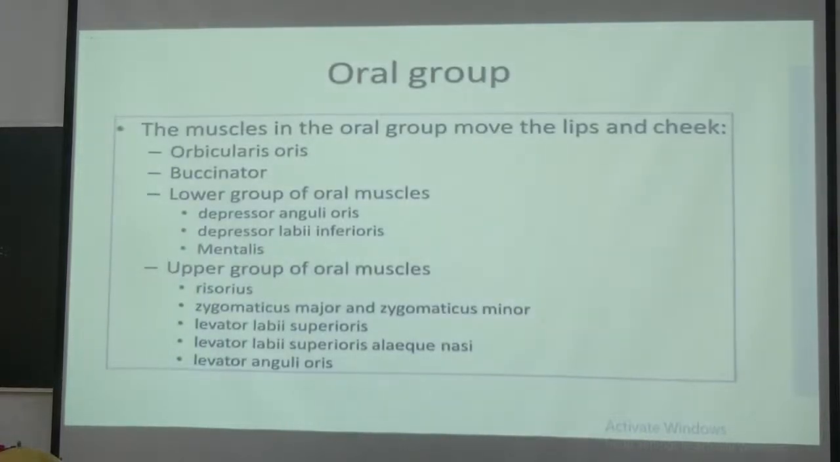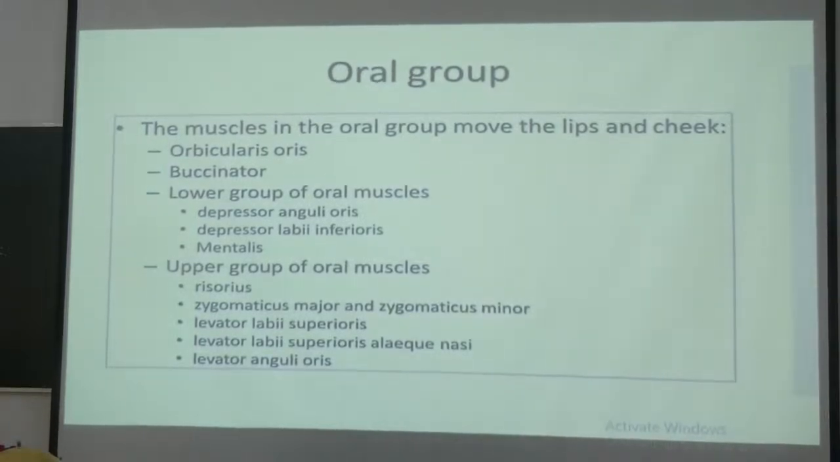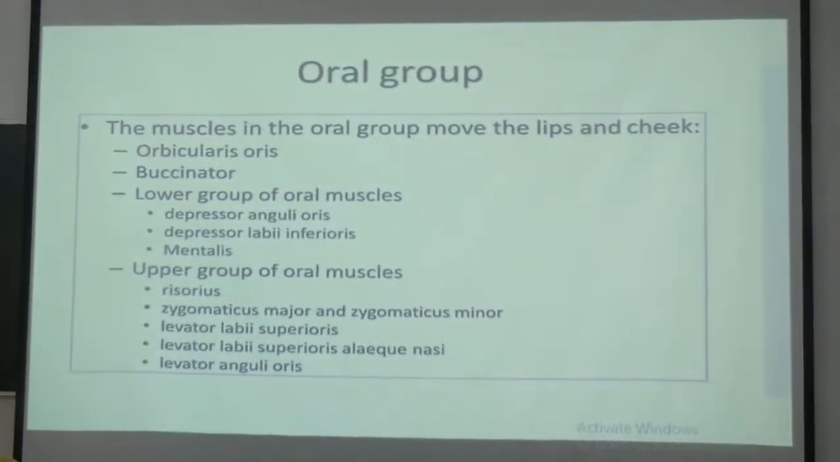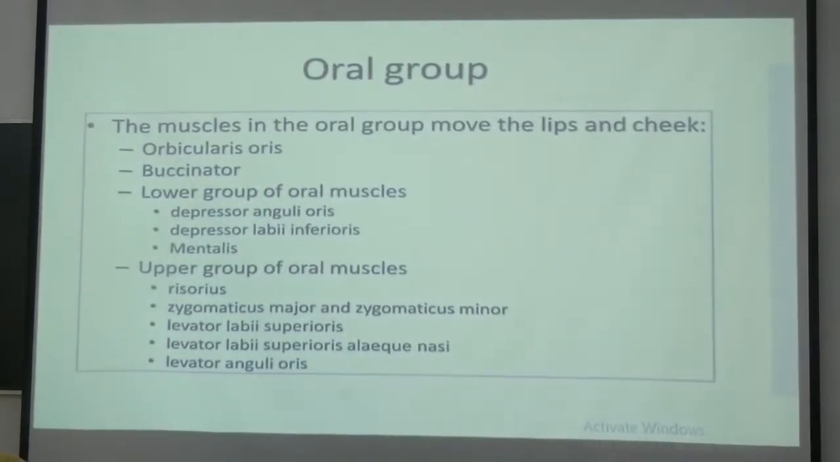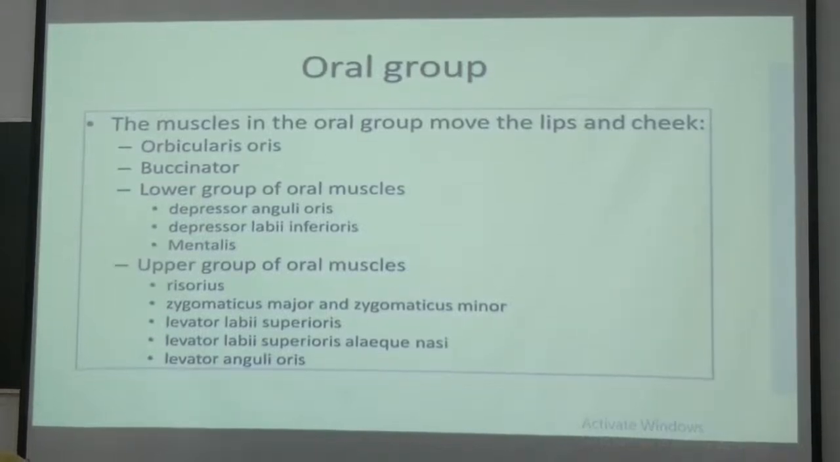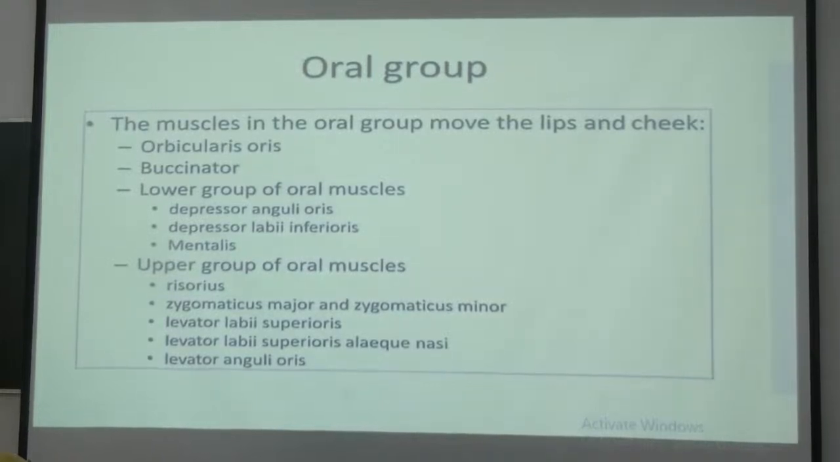Oral group. Just take one snapshot; you don't have time to write. What are the different oral muscles? First one is orbicularis oris. Then the lower group of oral muscles: depressor anguli oris, depressor labii inferioris and mentalis. Then the upper group; first one is risorius.